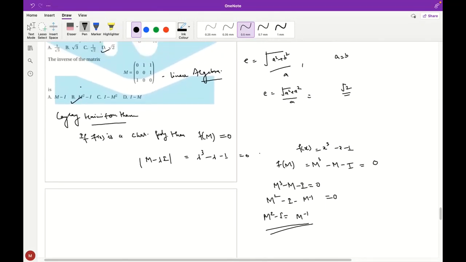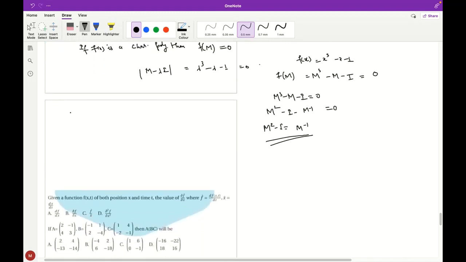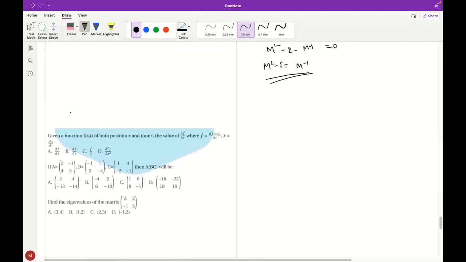So you can see by the Cayley-Hamilton theorem, it is very easy and time saving. But if you want to calculate M square and then minus I, it will be difficult for you. Now come to another question.